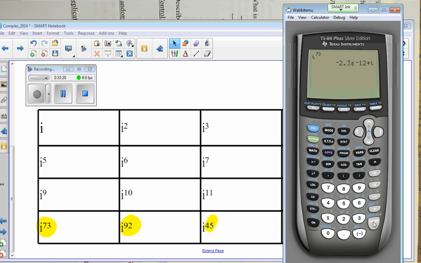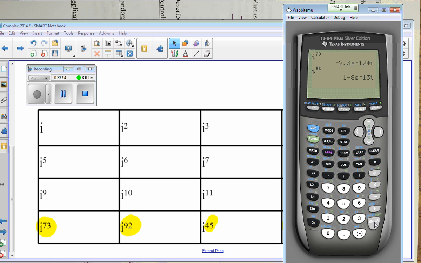Let's try i to the 92nd power. Well, that is just 1 minus 0i. Again, this looks funny to me, don't you think? You can use a calculator if you can recognize that anything with an E means 0. So 1 minus 0i is just 1.